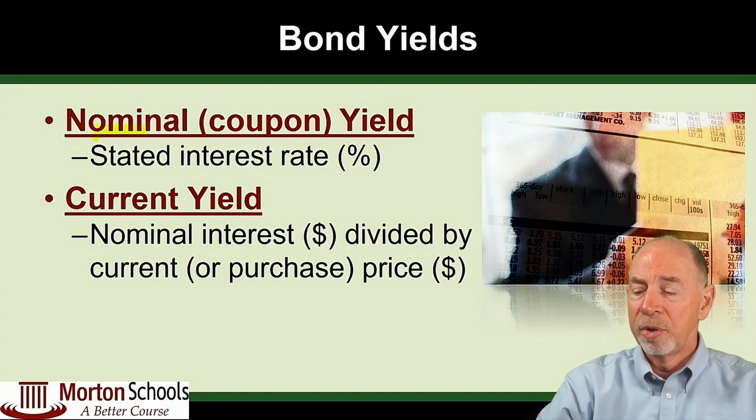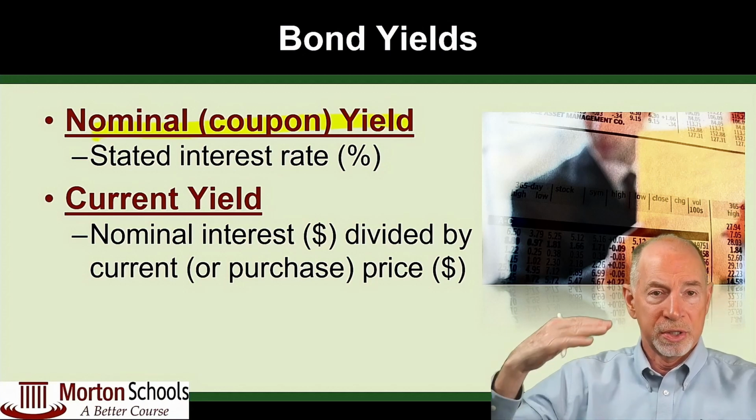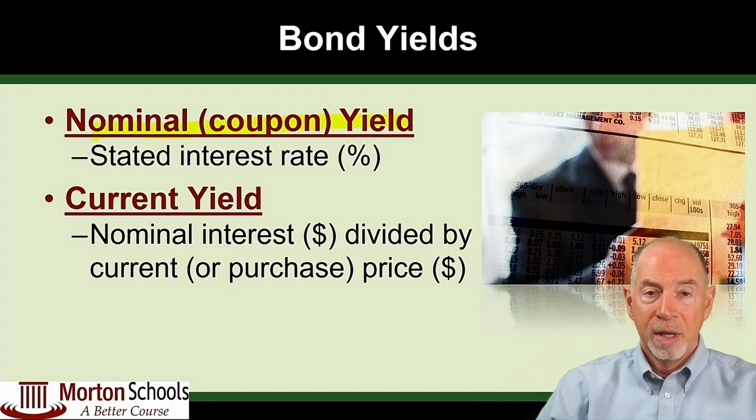Well, first off, we have the nominal yield or the coupon yield. That is the stated yield that's on that bond. So if the bond says it's a 6% bond, that means it's going to pay out $60 every year until it matures. And it doesn't matter what happens in the marketplace, that dollar amount that it's going to pay out doesn't change. Then we have the current yield.